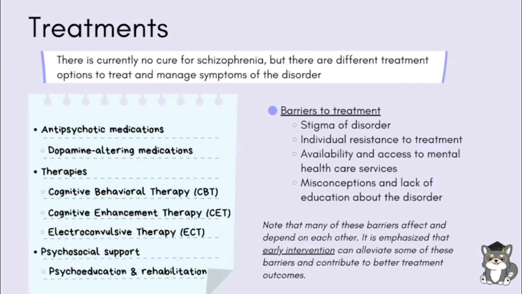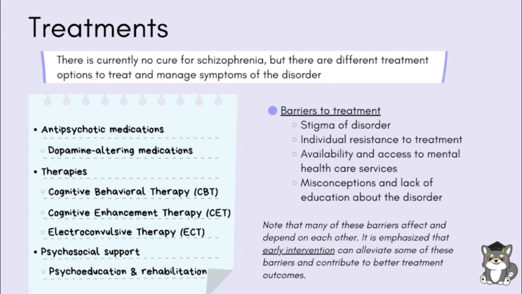And one last and very important aspect of the treatment for one living with schizophrenia is the psychosocial support that they receive. So this can include educating their family and their loved ones about the disorder and the family's involvement in their therapy, as well as improving and rehabilitating some of the factors in their lives that can make activities of daily living difficult.